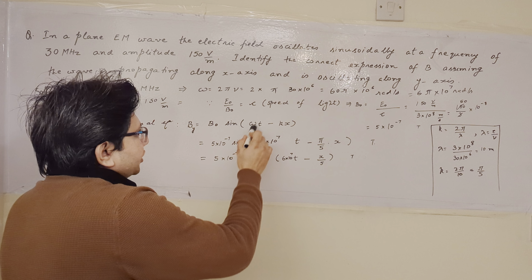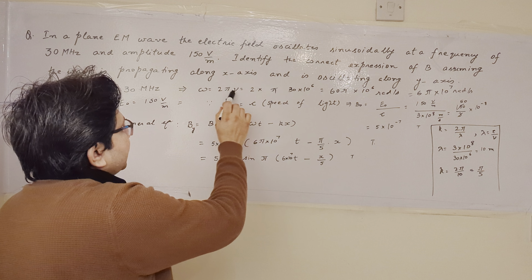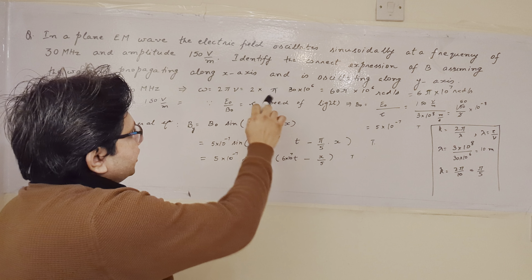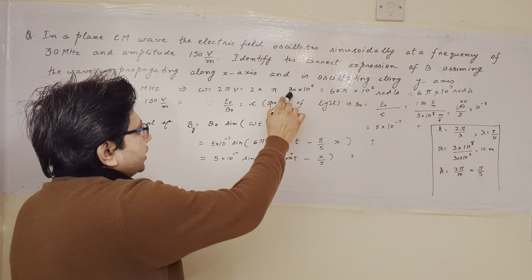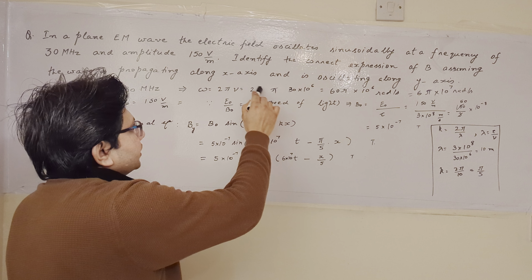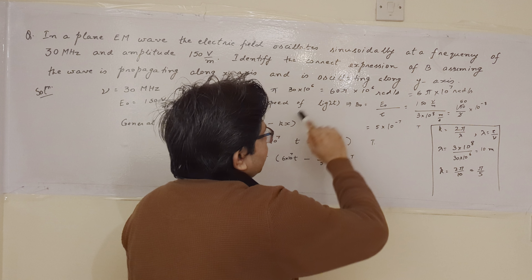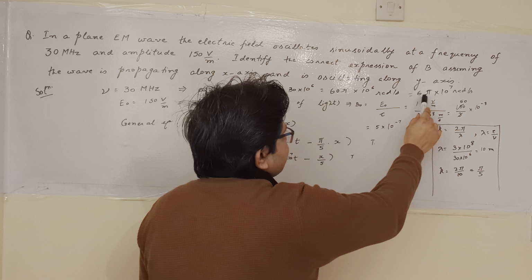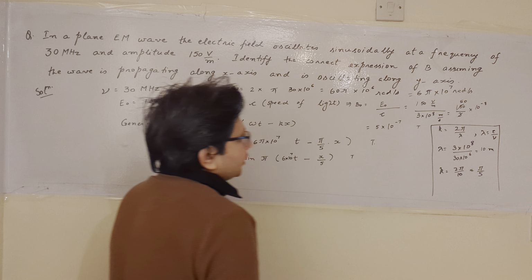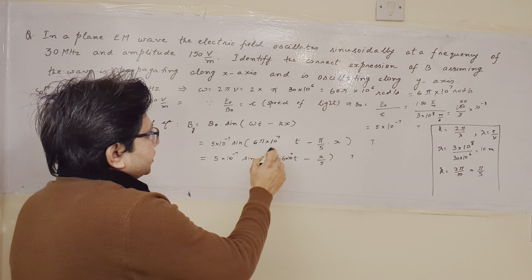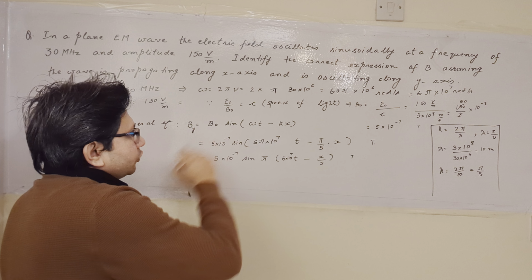Now, we have to calculate omega also. Omega is equal to 2 pi nu, where nu is the frequency which is given in megahertz. We convert it into hertz, which is 30 into 10 power 6 hertz, and 2 into pi. So, this comes out to be 60 pi into 10 power 6 radians per second, or we can say 6 pi into 10 power 7 radians per second. This is the value of omega, which we can put in this expression in front of t.